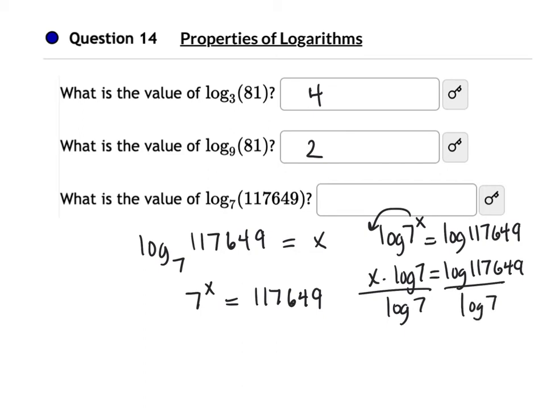This is the change base rule, but I'm just showing you the steps. Now you could also just guess and check, but we can just punch this in the calculator and we'll know. We get x equals 6, so evidently 7 to the 6th power is 117,649.